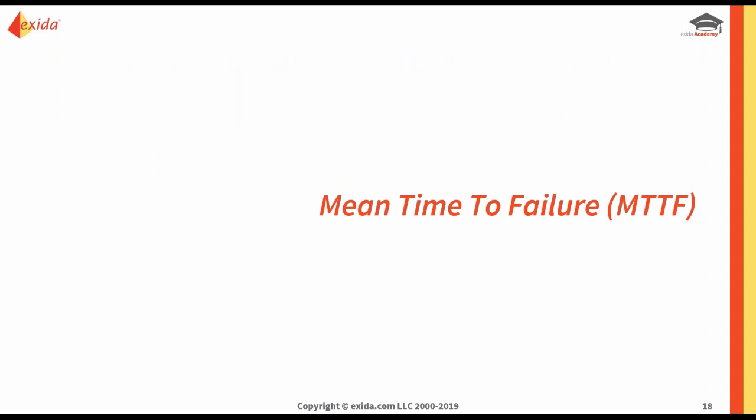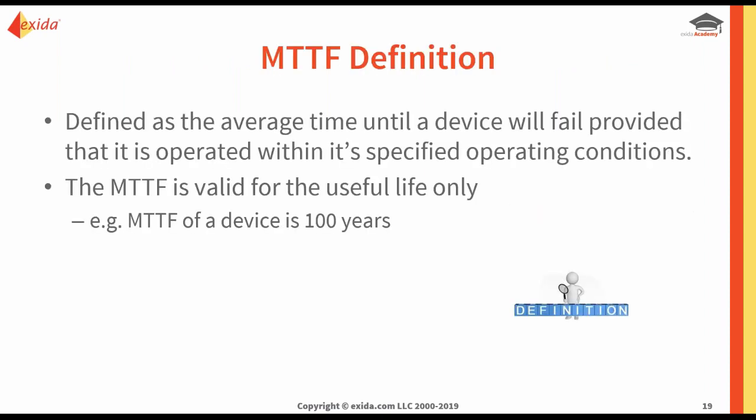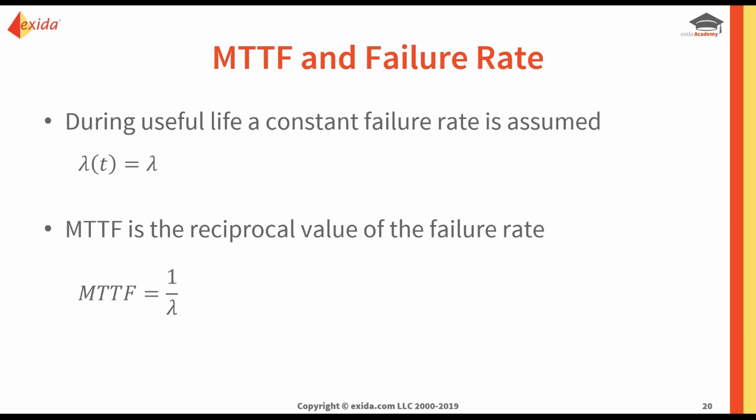So moving along, we're going to talk about the mean time to failure. This is defined as the average time until a device will fail, provided that it is operated within specific operating conditions. The mean time to fail is valid only for the useful life. A quick example, mean time to fail of a device is 100 years. Basically, the mean time to fail is the inverse of the failure rate. So during the useful life, again, we're assuming a constant failure rate. So as long as we're within that useful life, the mean time to fail is the reciprocal value of the failure rate.